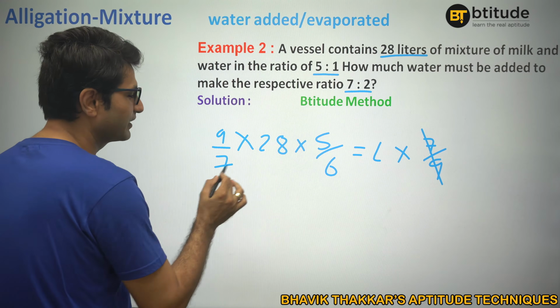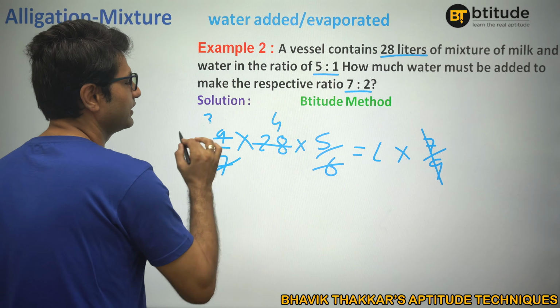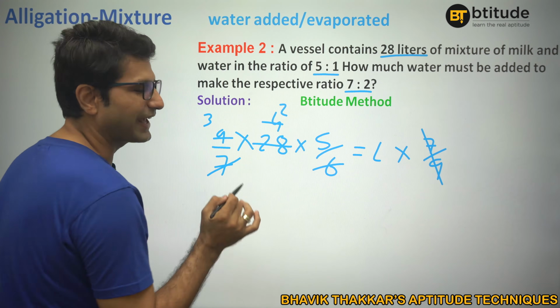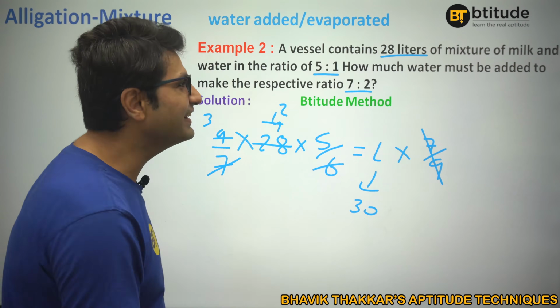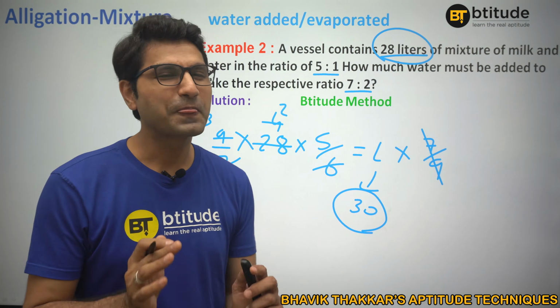We all know how to solve it. 7 4s are, so 3 2s are, so 3 goes here and 2 goes here. That's it, 6 is gone. 3 into 10 is 30. So the latest mixture is 30. So that means how much is added? Initially the mixture was 28 liters, latest is 30. How much is added? 2 liters.